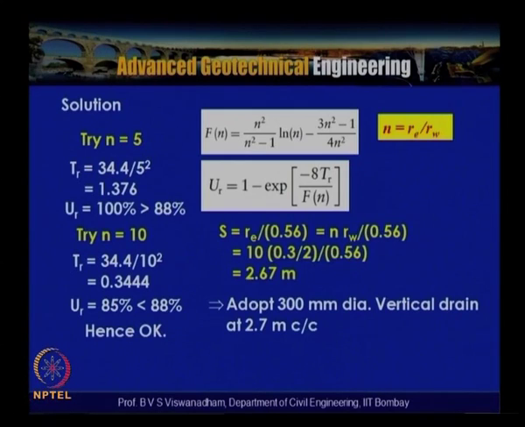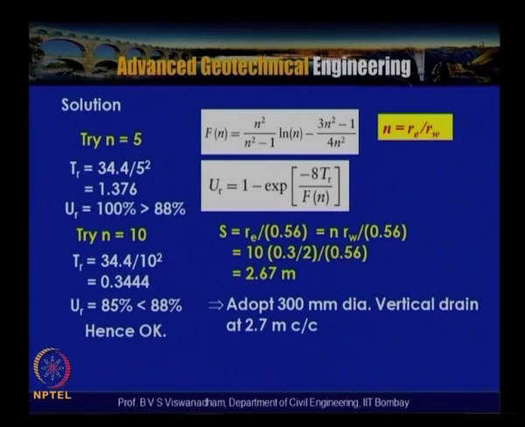100%. When you compute for n is equal to 5, you compute Fn as n square by n square minus 1 into natural logarithm of n minus 3n square minus 1 by 4n square. Once we compute, we will get Fn, and after having obtained the value of TR, then you compute UR is equal to 1 minus e to the power of minus 8 TR by Fn. Now this works out to be 100%. That means the desired radial consolidation is only 88%. That means that we are on the conservative side.